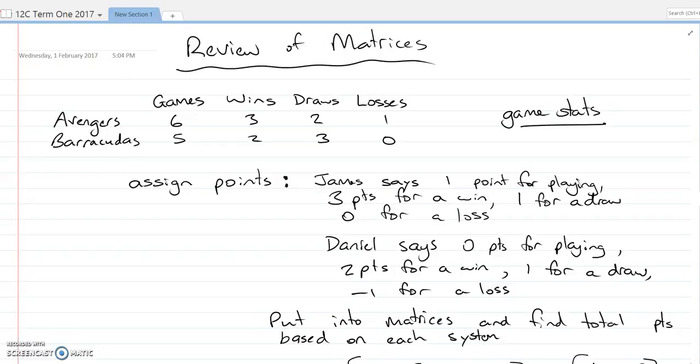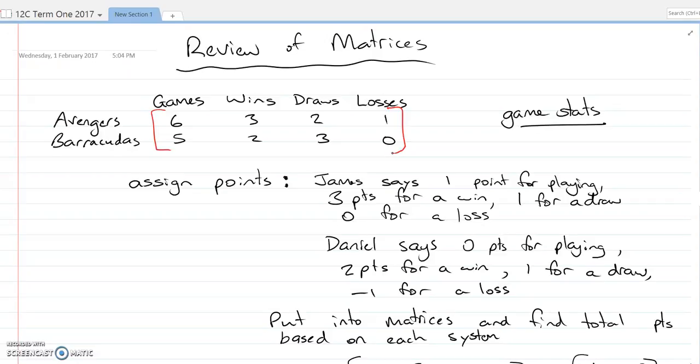Here we have some game stats, okay? Two teams, the Avengers, the Barracudas, and this is the number of games played, wins, draws, and losses. So, of course, a nice table like that is a perfect sort of matrix to look at, okay? We can write that as a matrix. And a typical matrix multiplication problem would go like this.